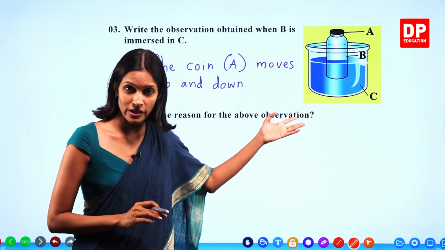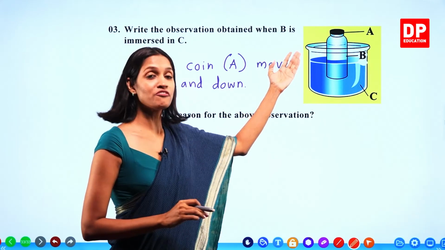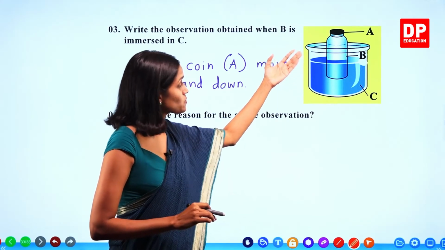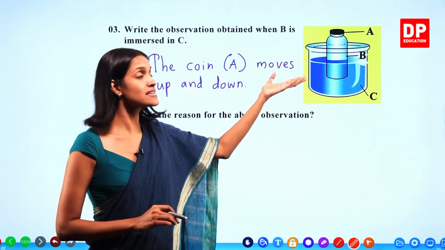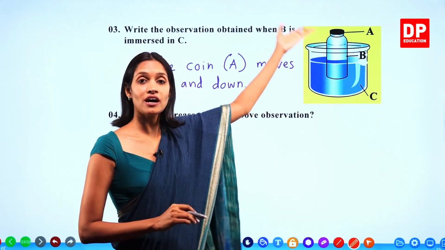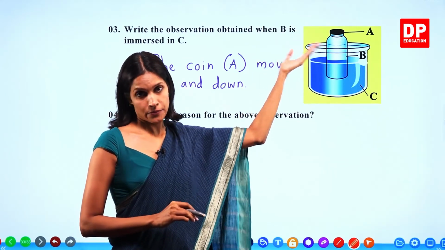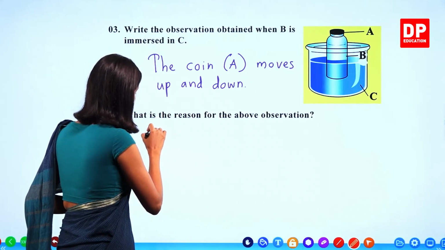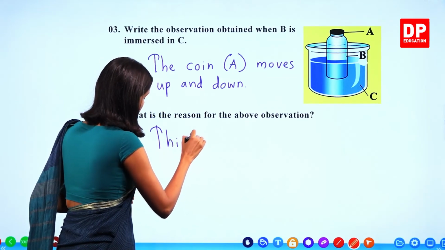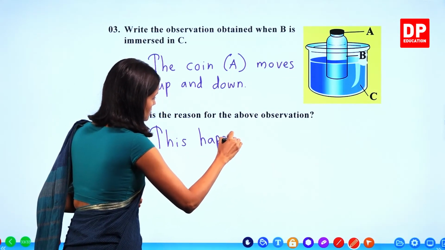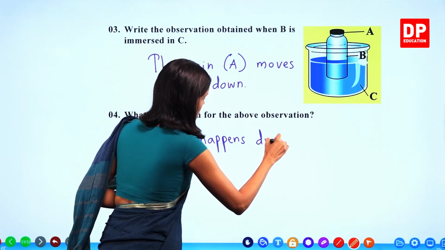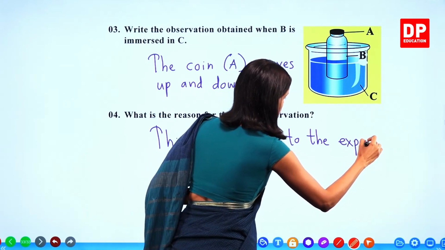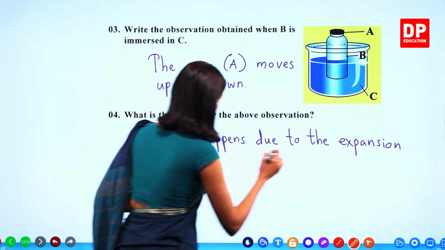Now I already explained to you the reason. This happens because of expansion of air inside the glass bottle. So when the air expansion takes place, the volume increases. The increased volume of air goes out by moving the coin up. Right? We'll write. What is the reason? This happens due to the expansion of air.